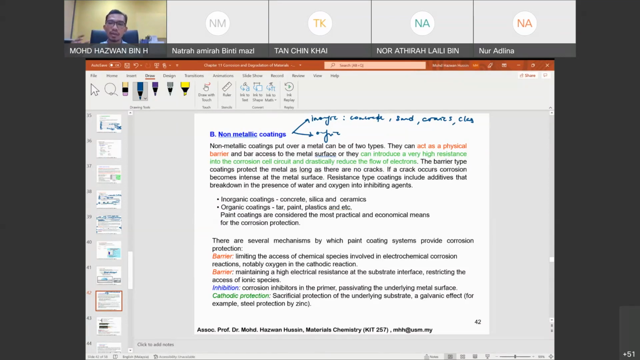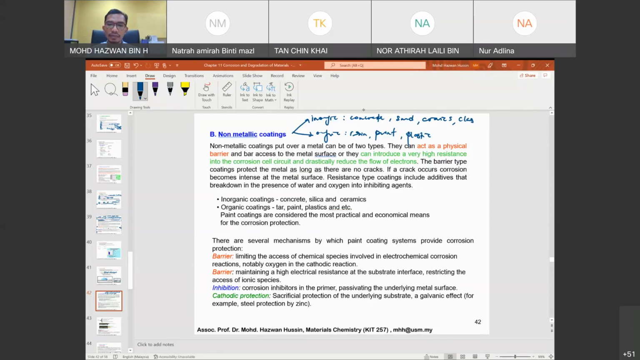Kita bubuh semen concrete to cover, to make a pillar. Inside the pillars, you will see there's reinforced steel. Okay. Alright. So for organic coatings, you apply organic material, like for example paint, plastic, tar, resin, or whatsoever. Resin, paint, plastic. Okay. Paint coatings are considered the most practical and economical means for corrosion protection.